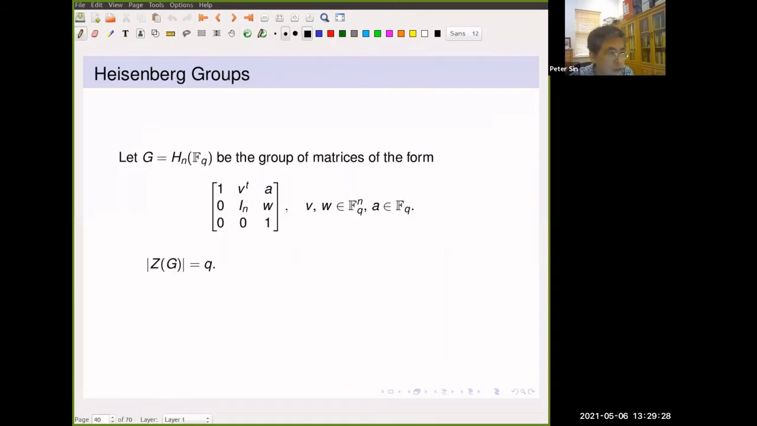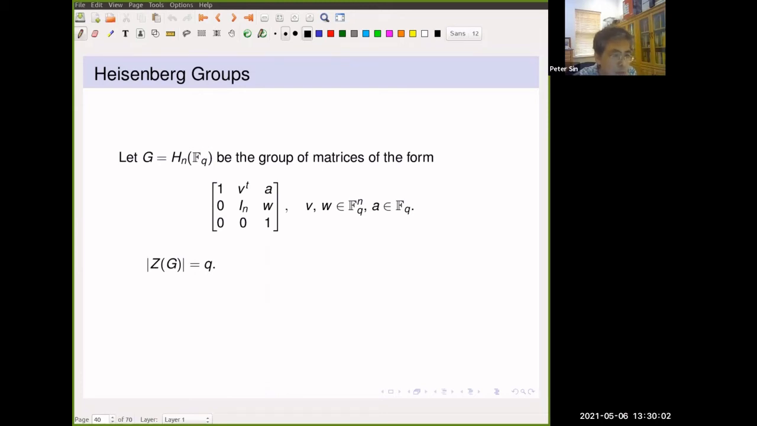The next example I want to consider are the Heisenberg groups. So, the things I'm calling the Heisenberg groups are slightly different from the things that John Yard called Heisenberg groups. They're sort of the same when n is equal to 3 and q is equal to an odd prime, right? But otherwise, they're slightly different.